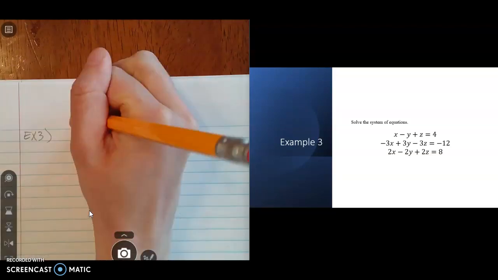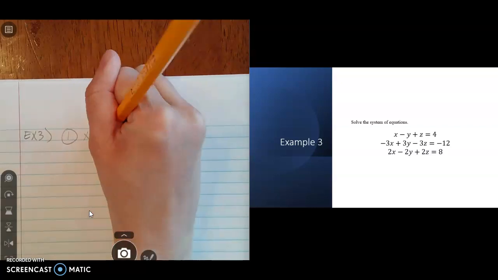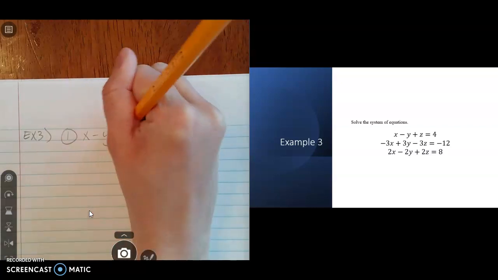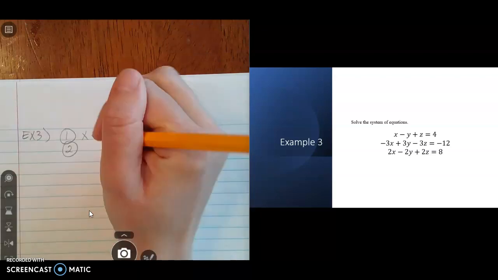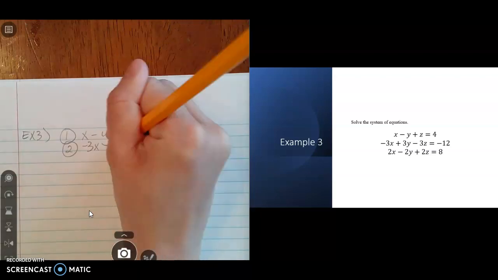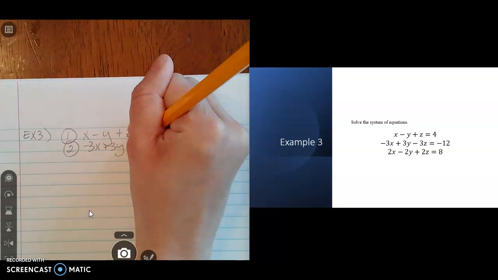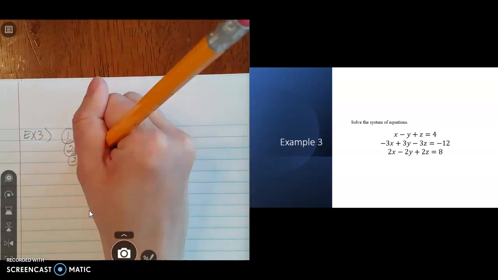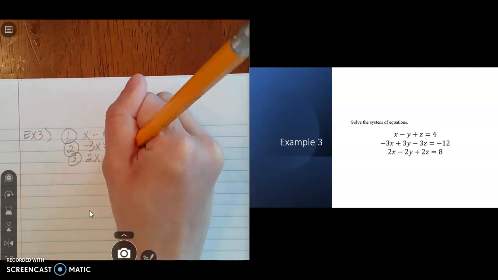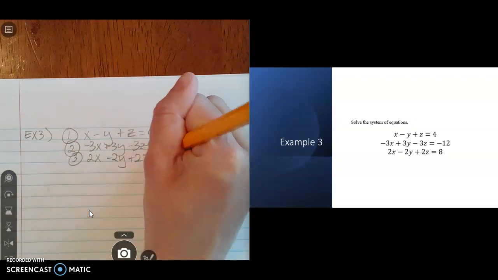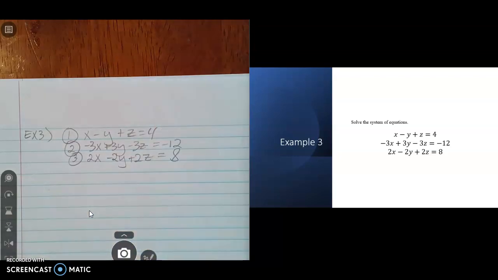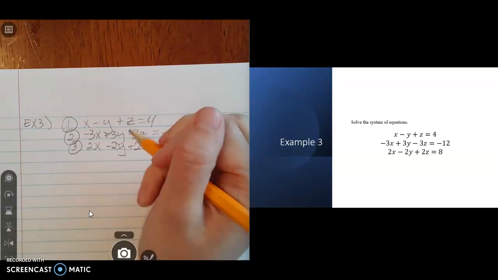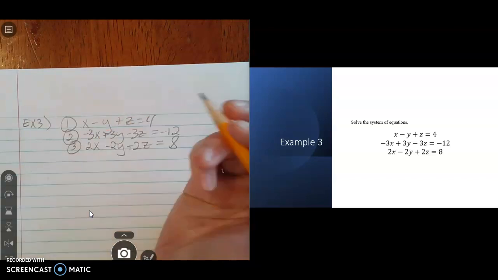the equations that we have are x minus y plus z equals 4. The second equation is negative 3x plus 3y minus 3z equals negative 12. And the third equation is 2x minus 2y plus 2z equals 8. So probably the first thing I would think is it's in standard form. I think elimination would make a lot of sense for trying to solve. So how about we look at equations 1 and 2.